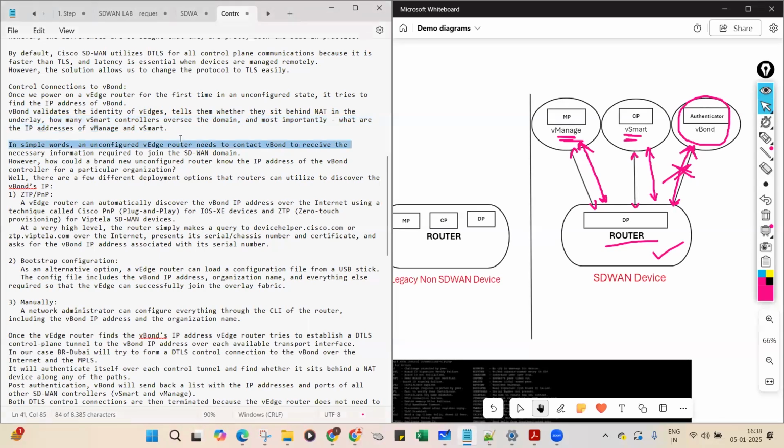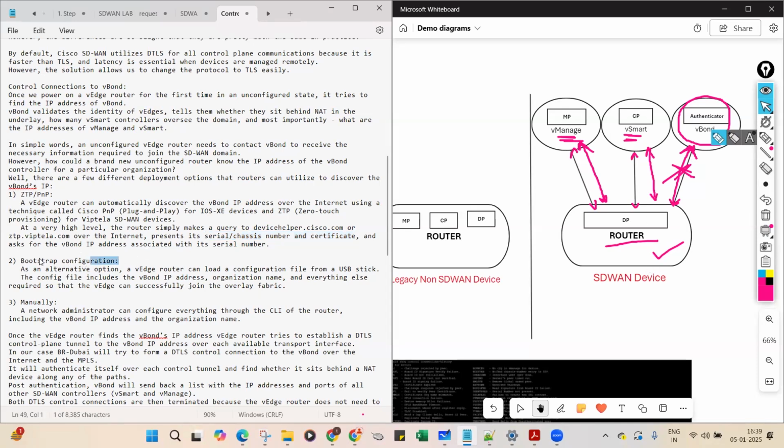In simple words, an unconfigured vEdge router needs to contact vBond to receive the necessary information required to join the SD-WAN domain. However, how could a brand new router know the IP address of the vBond for a particular organization? As we discussed, there are three ways wherein we can tell this router about the IP details of the vBond. One is via ZTP, in which the router will reach out to devicehelper.cisco.com and provide its serial number and the certificate, and once the vBond validates it, it will give the vManage and vSmart IP details to the router.